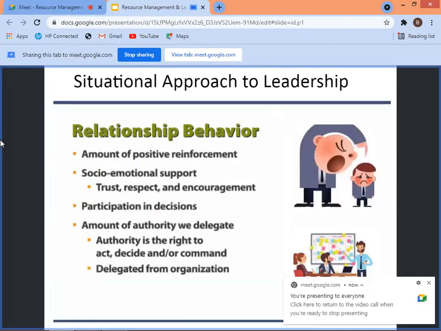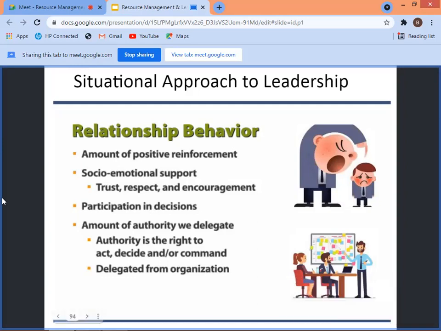Okay, let's talk about relationship behavior. Amount of positive reinforcement. When you're talking to your people, you tell them that they're doing a good performance. Keep up the good work. Give incentives if you can, if you have this in your budget. Urge them to do well.